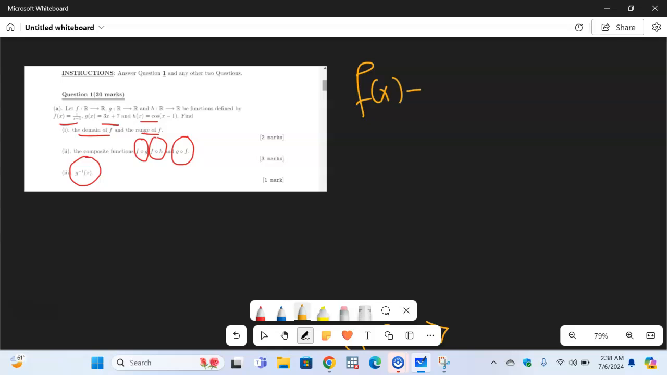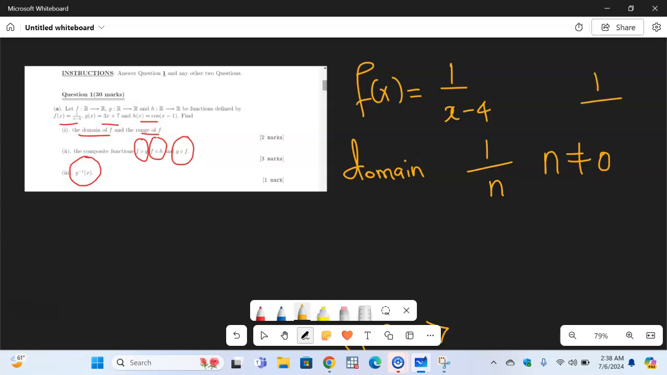f of x is given by 1 over x minus 4. So the domain of f will be given by, the rule is that anything 1 over n is such that n is not equal to 0, because 1 over 0 is undefined, or infinity. So 0 cannot be in the domain in this case.